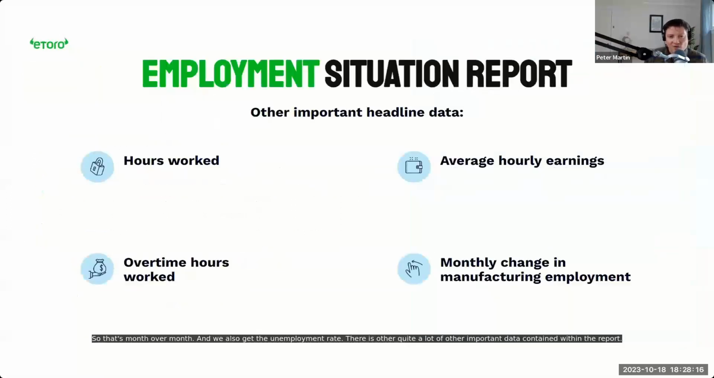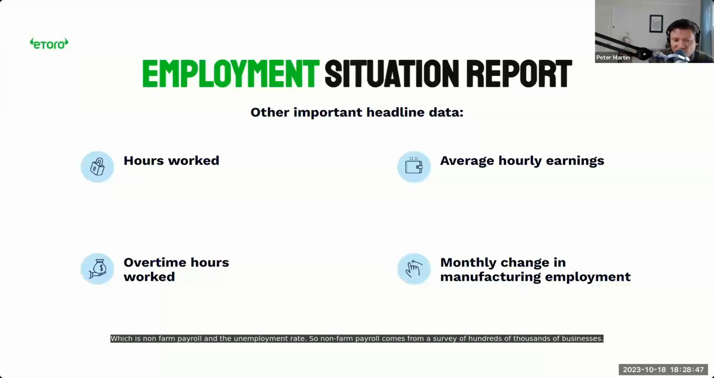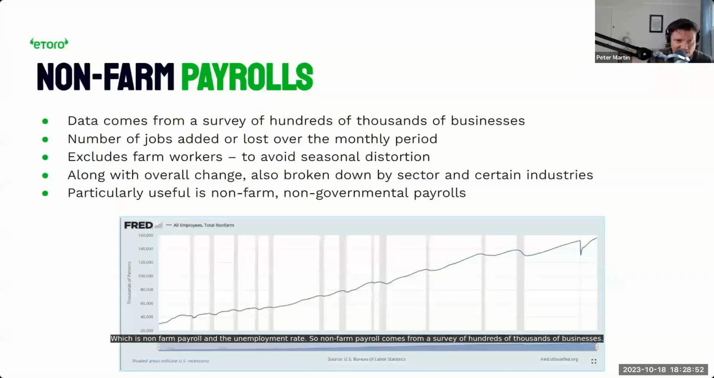There is quite a lot of other important data contained within the report. We've got things like hours worked, average hourly earnings, overtime hours worked, monthly change in manufacturing employment. And that can tell you quite a lot about how companies are approaching things, how tight the labor market is, what kind of jobs are hiring, how comfortable companies are about hiring people, how confident they are about how things are going. So there's lots of useful stuff in there. But as I said before, it is really just the two things that get the most attention, which is non-farm payrolls and the unemployment rate.